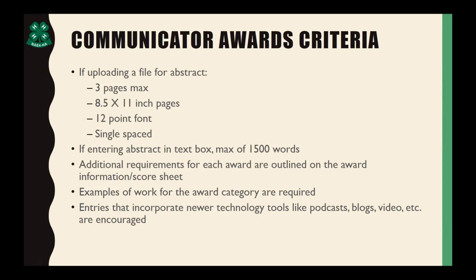So you have options there to just upload a document, or you can actually enter into a text box, and we'll talk a little bit more about the advantages and disadvantages of those in a moment. Any additional requirements for each award are outlined on the score sheet, and I'll show you the document where you can see the score sheets in a moment. And then an example of your work for that specific award category is required. So if you did an educational piece and it was a fact sheet, then the PDF document of the fact sheet would need to be uploaded as an attachment, so that we could see the example of your work for each of those Communicator Award categories.